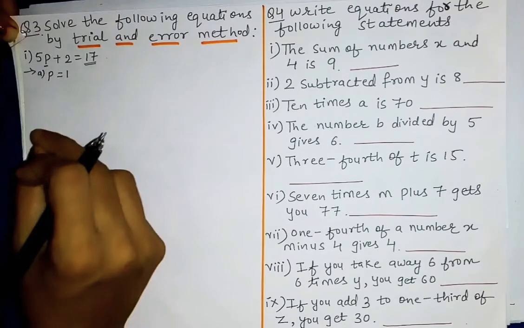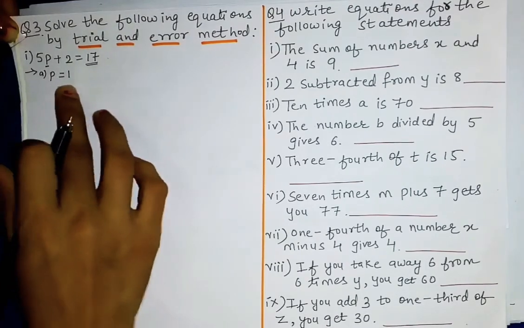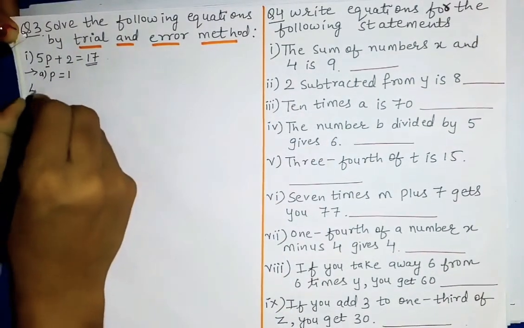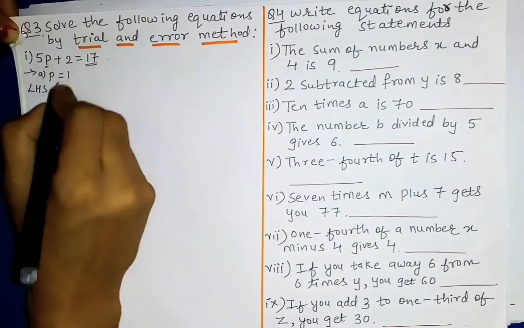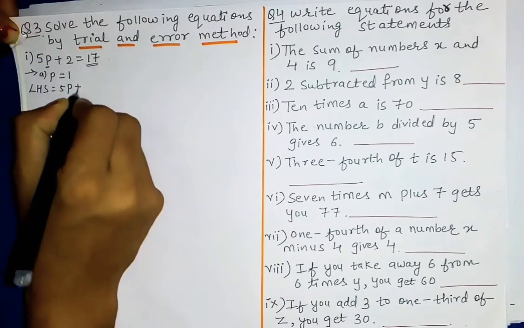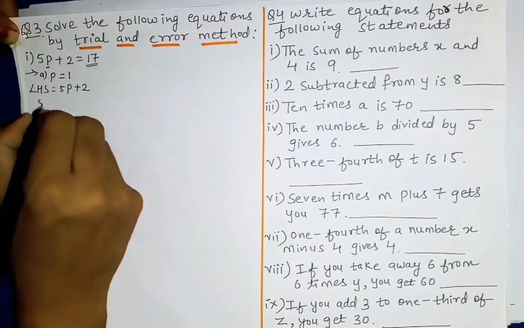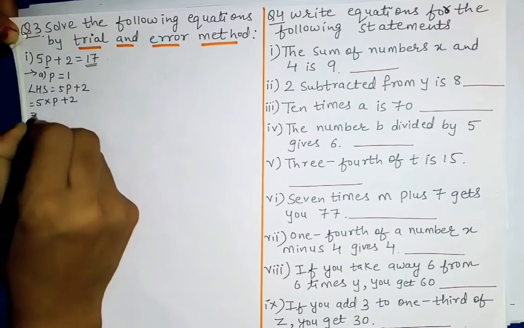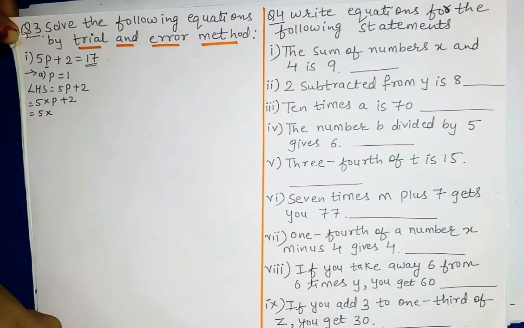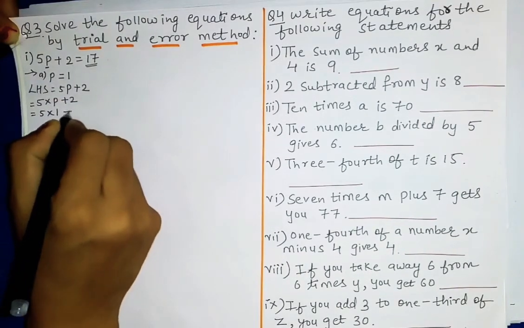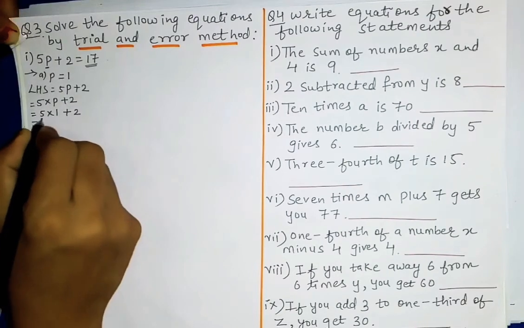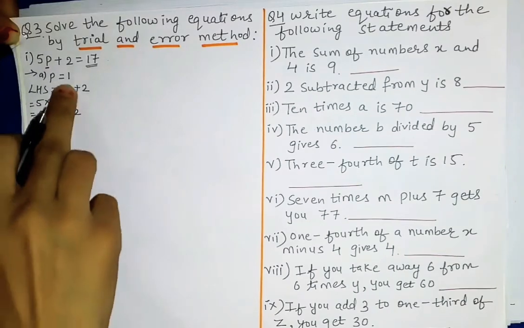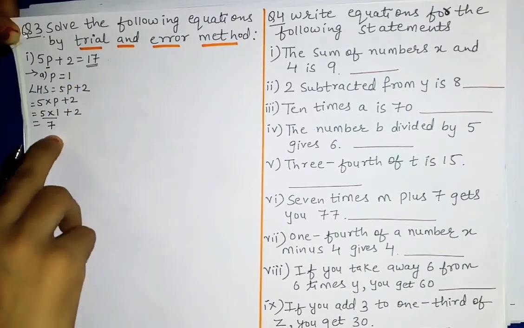So now I will keep 1 in place of p and I will check whether with this value I am getting this RHS or not. I will first write the LHS part. LHS is 5p plus 2. Now 5p means 5 into p, plus 2. So that is equal to 5 into p, and p I have taken 1. So 5 into 1 plus 2. Now 5 ones are 5, plus 2 will give me 7. So after taking this value 1, my answer is 7.